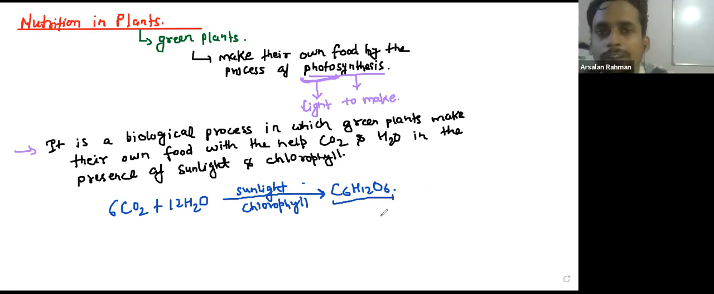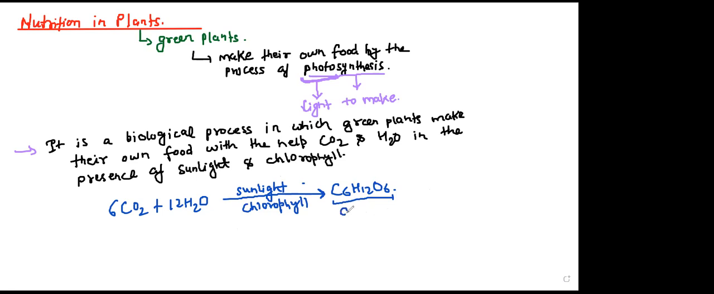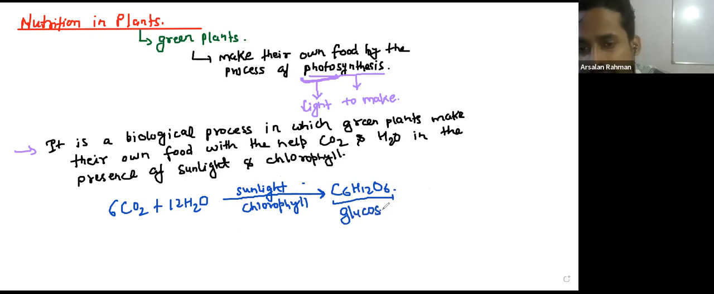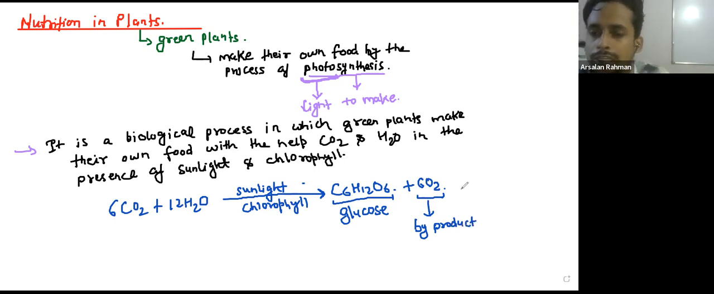Sara, do you have any problem in understanding any concept? No. Okay, good. This is glucose molecule. Glucose is the source of energy for most of the living organism. And it also produces some other product like 6 molecule of oxygen, which is very important. It is a byproduct, not the main product. Byproducts are the product which are not the main product. So this is byproduct, and it also releases 6 molecule of water. So here we take 12 molecule of water and we get 6 molecule as byproduct.